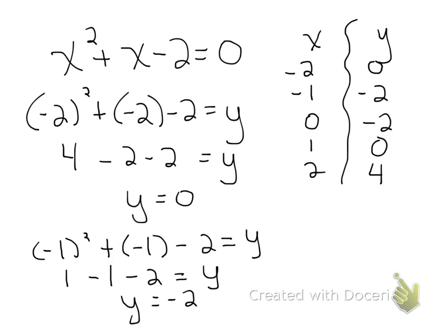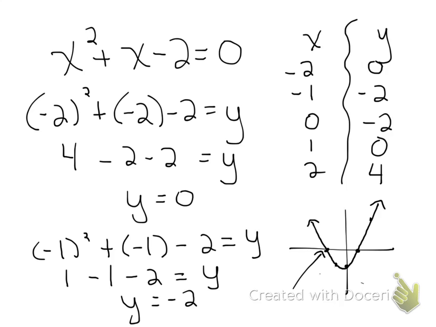So an x-intercept is when it crosses the x-axis. So if you can picture this, if you graph this, -2, 0 is right over here. Oops. -2, 0 is right here. -1, -2 is approximately here. 0, -2. 1, 0. And 2, 4 is approximately up here. So you can tell the general shape of this parabola is going to be like this.